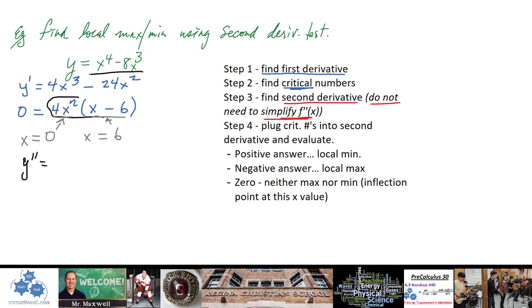Well, I could go back here. Derivative of this, I guess. Derivative of the first derivative. And so that's going to be 12x squared minus 48x. Okay. Now, I don't need to factor.